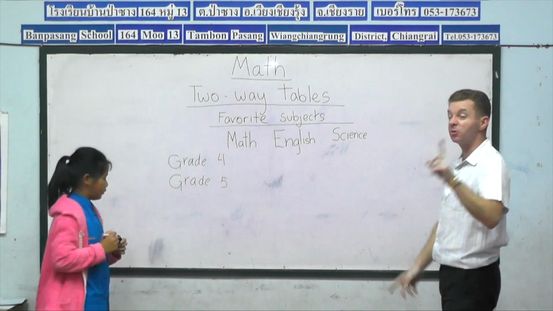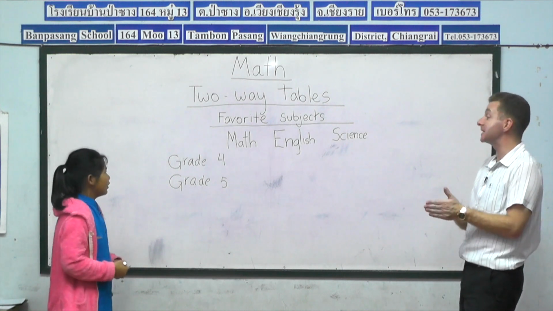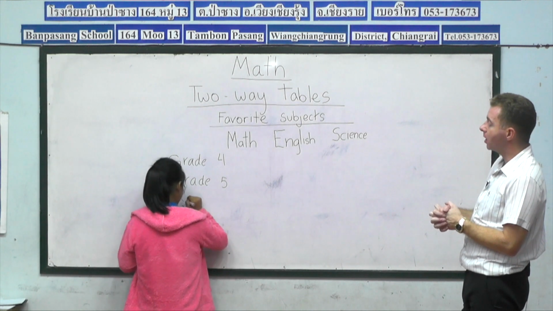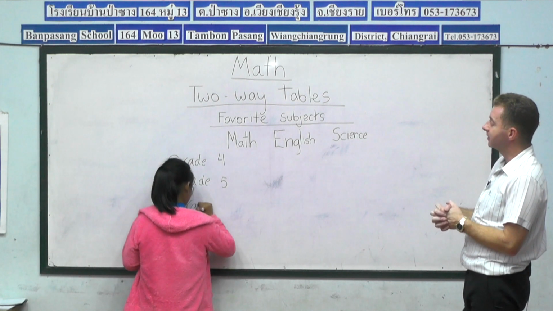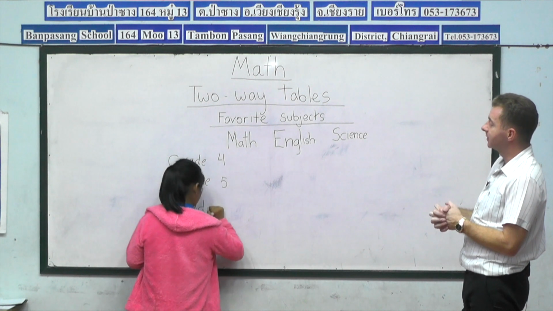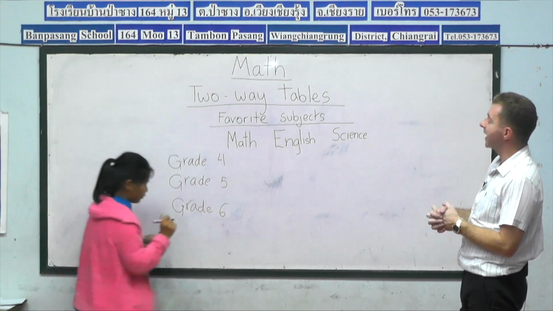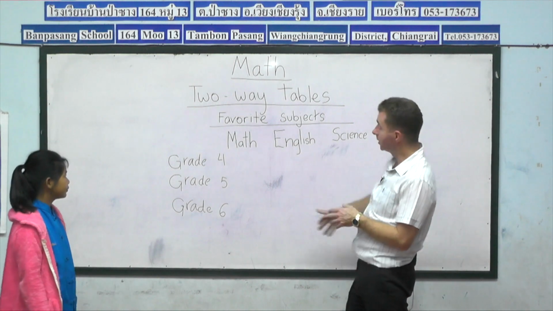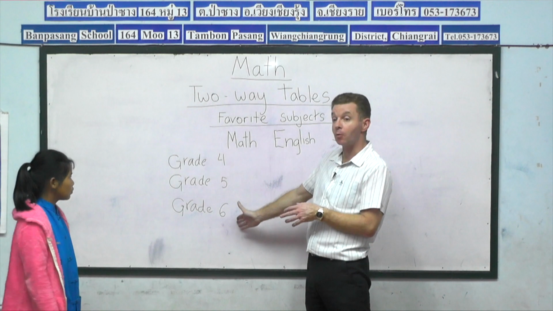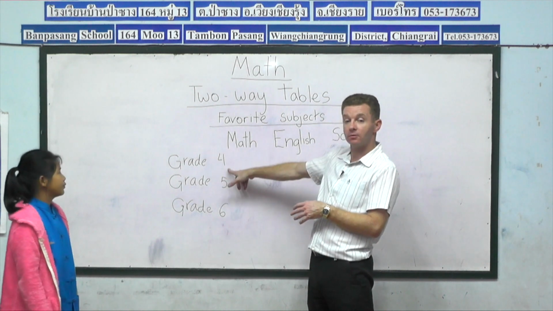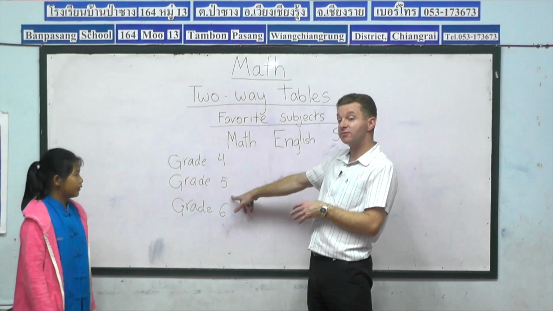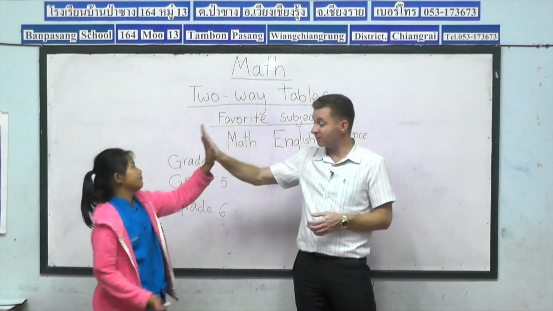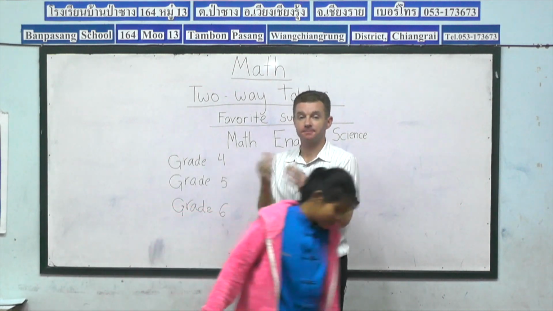Excellent, Laka. And then we'll use one more grade. We'll use grade 6 too. G-R-A-D-E. Grade 6. Excellent, Laka. So now we've got our 3 different subjects to choose from, and we've got the 3 different grades that we can use. Grade 4, grade 5, and grade 6. Laka, that was brilliant. Big round of applause for Laka, please, guys.